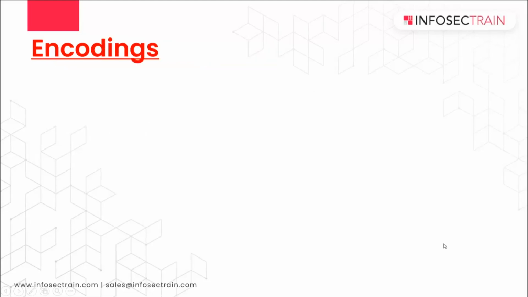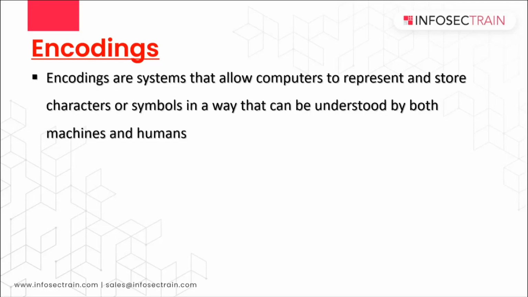Now let us talk about another topic, which is encodings. In one sentence you will understand what encoding is. Let me show you. Encodings are systems that allow computers to represent and store characters or symbols in a way that can be understood by both machines as well as humans. That is encoding.